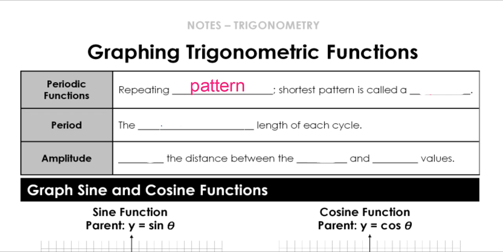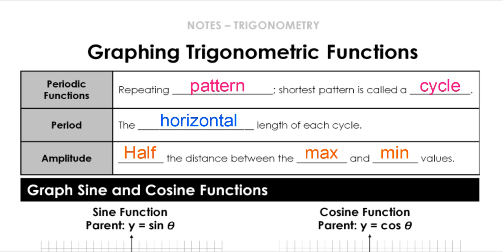And the shortest pattern, so the beginning to end of one pattern, is called a cycle. So within those periodic functions, we have two key things that we need to talk about, the period and the amplitude. So the period is the horizontal length of each cycle. So how far across our x-axis that it is extending from the beginning to end of one cycle. And the amplitude is half of the distance between the maximum and the minimum values.